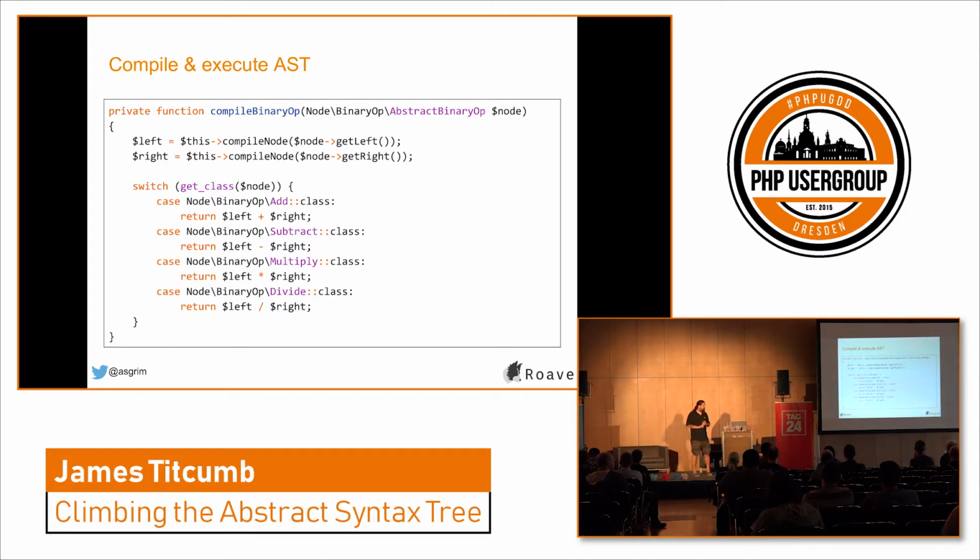So when we've compiled the left and right, we need to figure out what kind of node it is. I've kind of skipped that out to make the slide fit on. But if it's an add, we do an add, funnily enough. If it's subtract, then we're going to do subtract, and so on. And you could really confuse people by changing what this actually does. Fun.